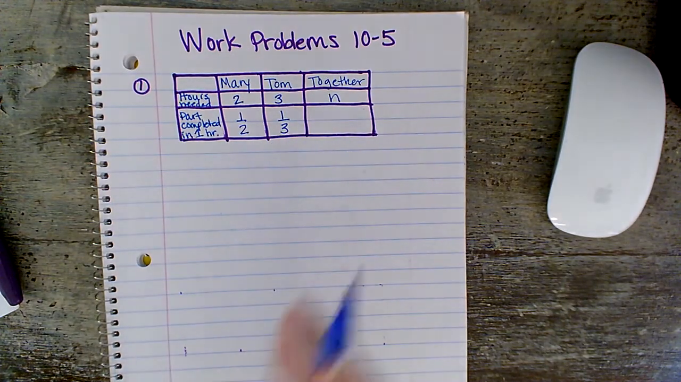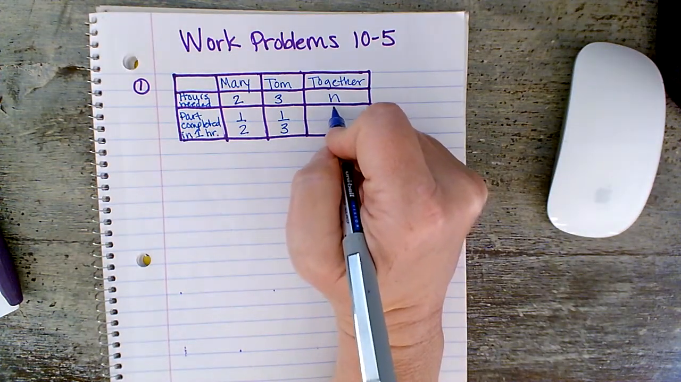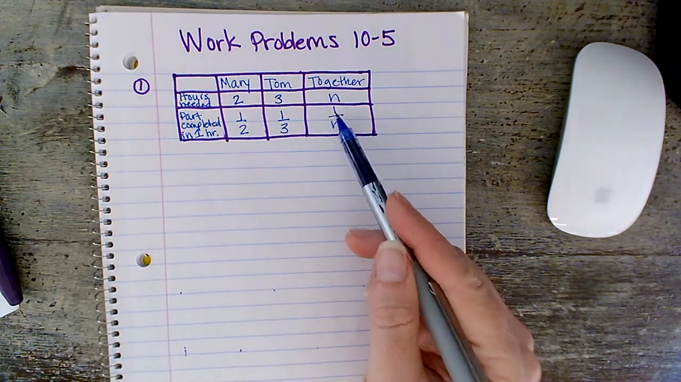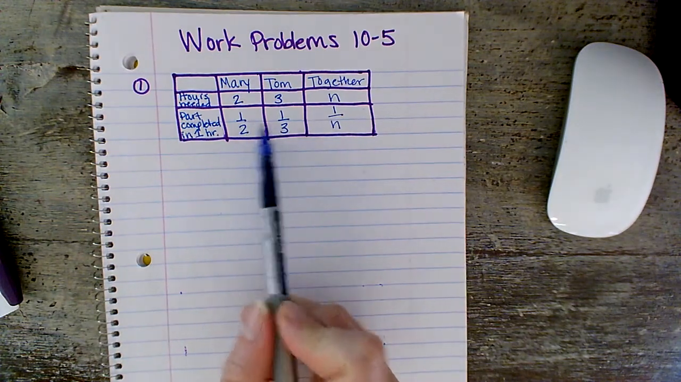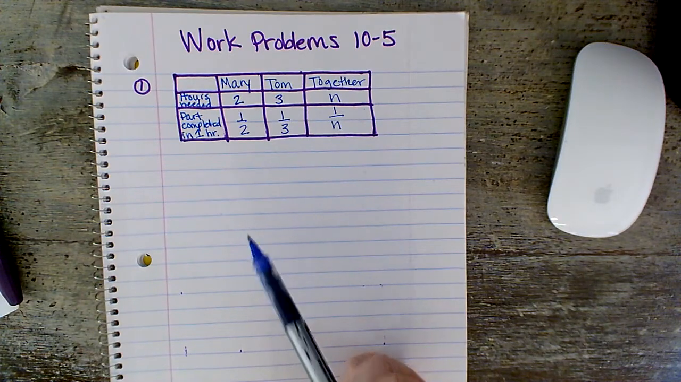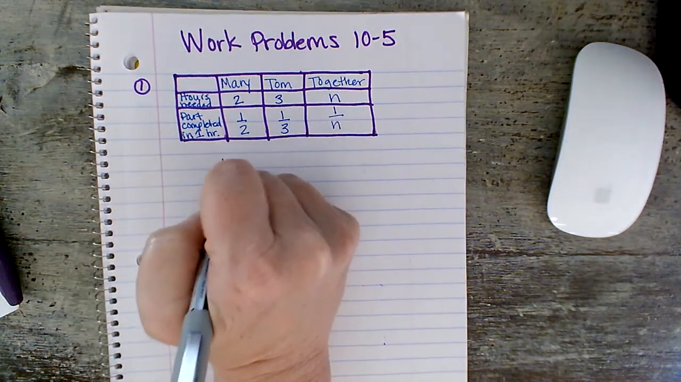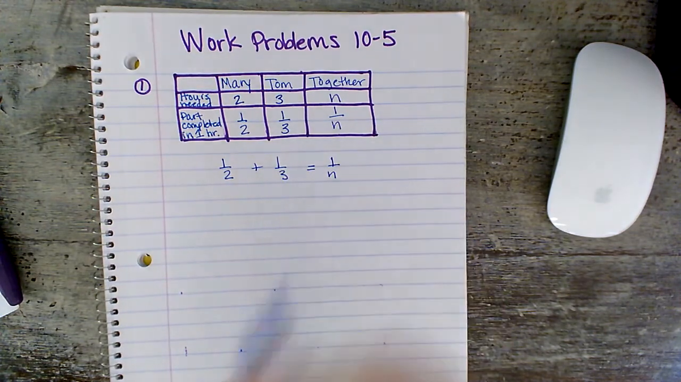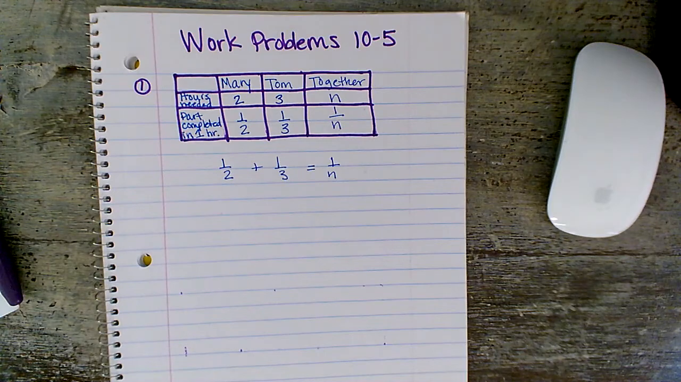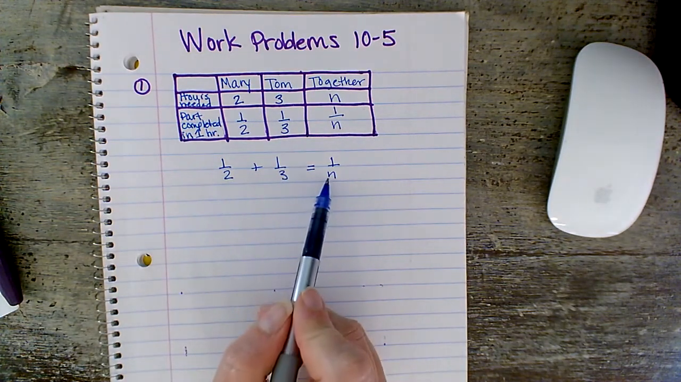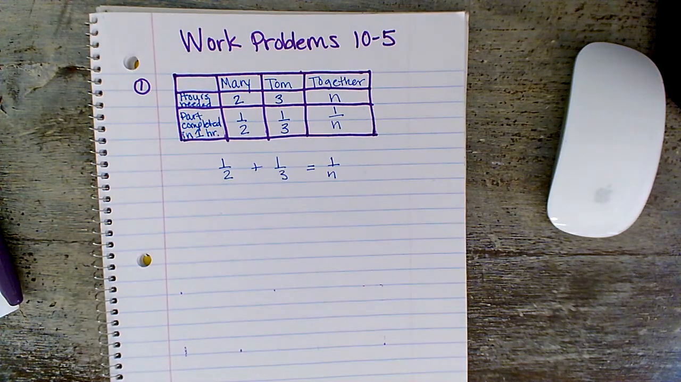And together, they can clean a whole house in 1 out of n hours. We don't know what that is. So again, I'm just taking it, putting it in the denominator underneath a 1. And if I add Mary plus Tom equals how long it takes them together, I can find how long that is. So I'm going to just solve it. 1/2 plus 1/3 equals 1 over n. And if you remember, we've had some problems like this in the past where we have all these crazy numbers in the denominator plus variables, and we need to solve for that variable.